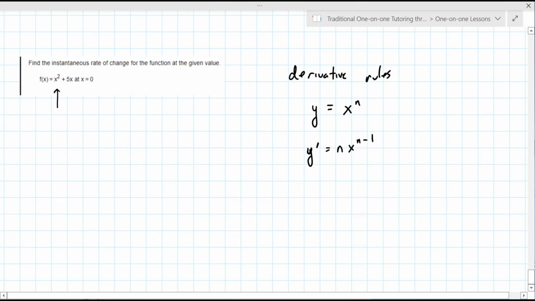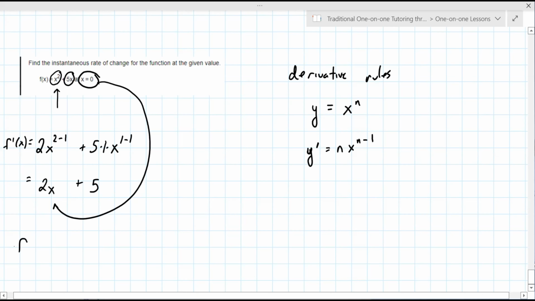So you're going to take the derivative of this, and you can see you bring the 2 down in front of the x, and then you subtract 1 from the exponent. You do the same thing for this 5x. The exponent is 1, so you bring a 1 down, and then you subtract 1 from it, and then you simplify. So this becomes 2x to the power of 1 plus 5. And then you put that value of 0 in for x. So you're actually finding f prime of 0, which is 2 times 0 plus 5, which is just 5.